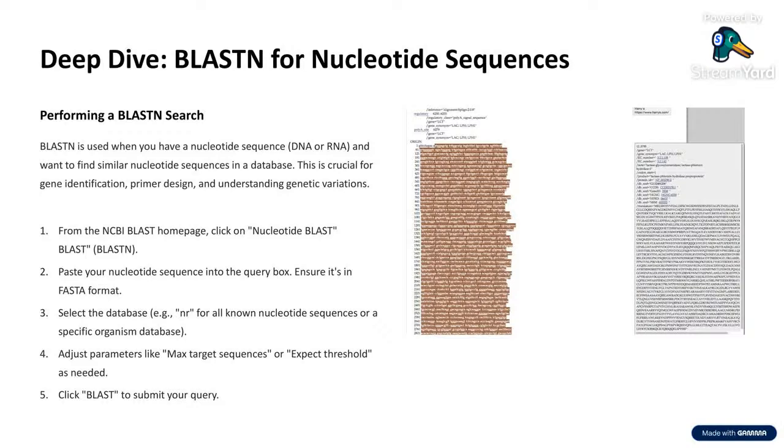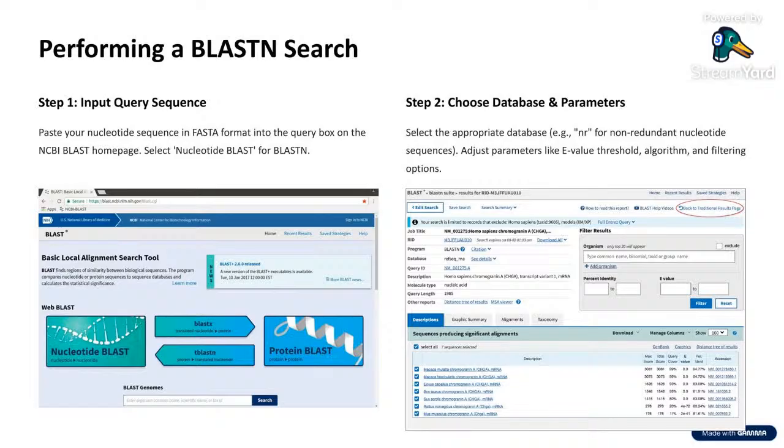Next slide. This presentation shows how to input the query sequence, as on the left side of the screen. Paste your nucleotide sequence in FASTA format in the query box on the NCBI BLAST homepage. Then select nucleotide BLAST or BLASTN and choose the database and parameters. Adjust the parameters, the E-value threshold, and once everything is set, click BLAST. In the next slide, you will see the interpretation of the BLASTN results.